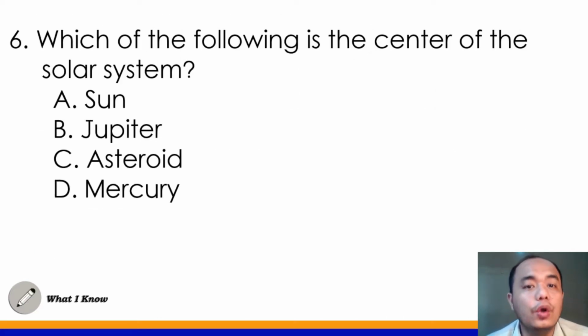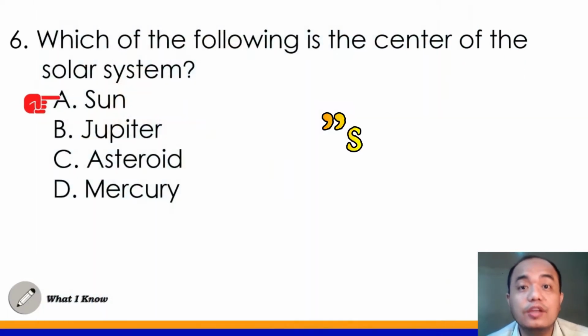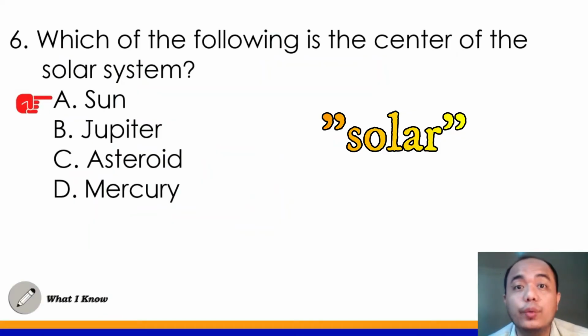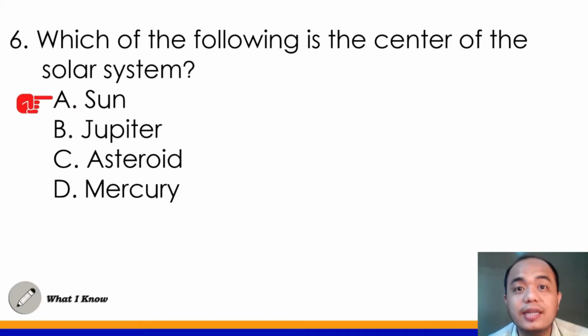Number 6. Which of the following is the center of the solar system? Ano yung sentro or gitna ng solar system? A. Sun. B. Jupiter. C. Asteroid. Or letter D. Mercury. Yes, it's the Sun. That's why it is called solar system. Solar comes from the Latin word sol, which means sun, because the Sun is the center of the system.